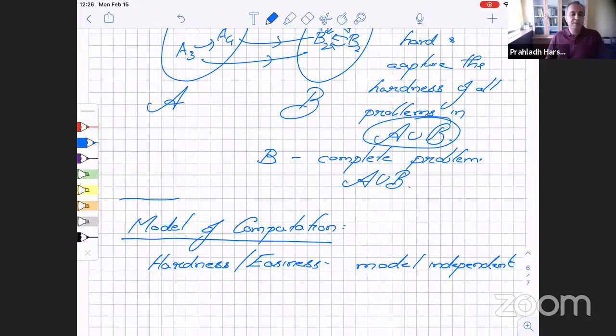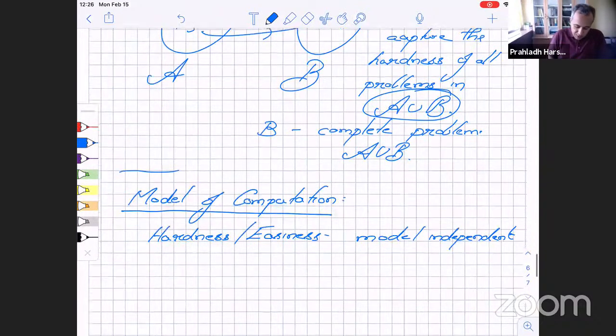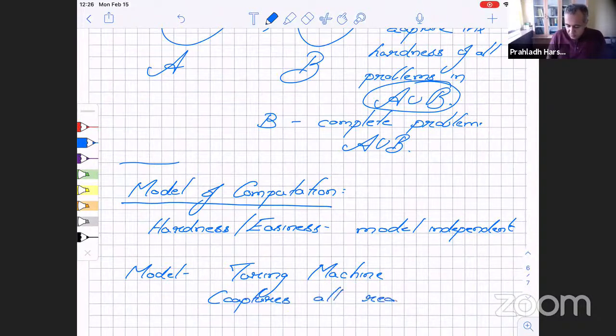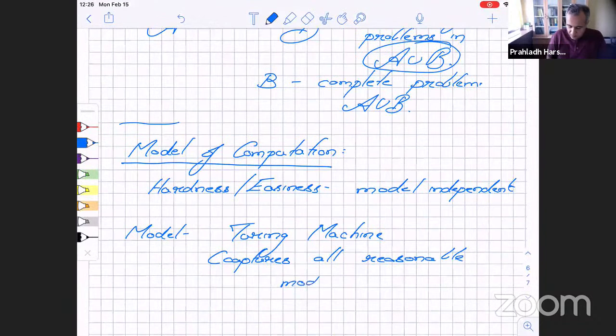What we instead do is work with a model which captures most other models of computation. We'll work with a model which most of you are already familiar with, the Turing machine model, which captures all reasonable models of computation. It seems to capture all reasonable models, and it seems to do so efficiently.